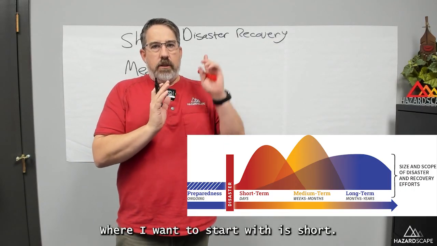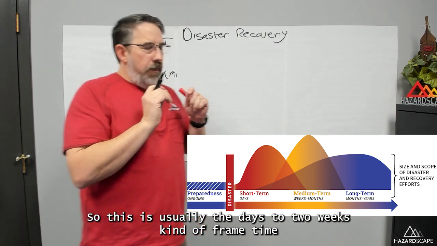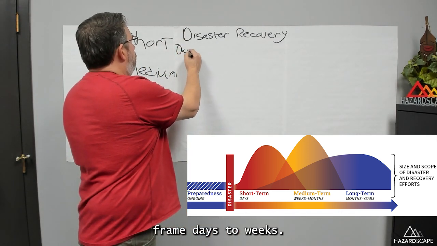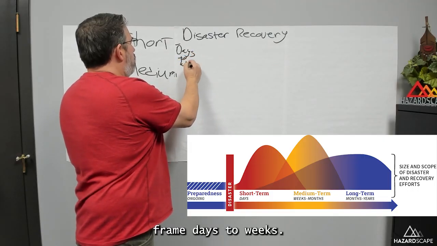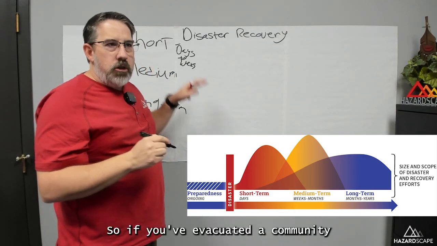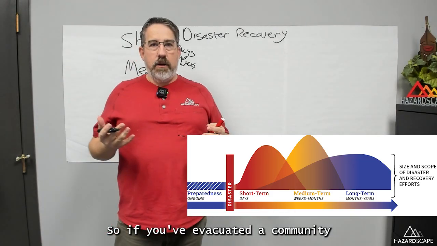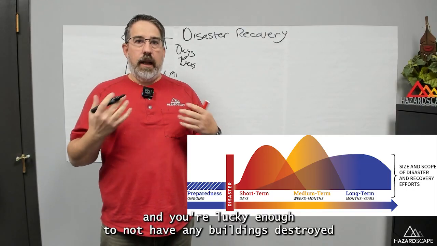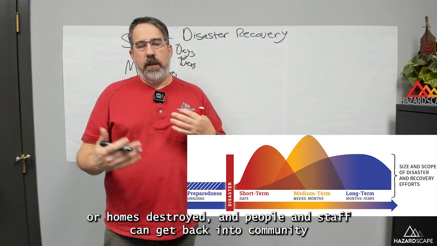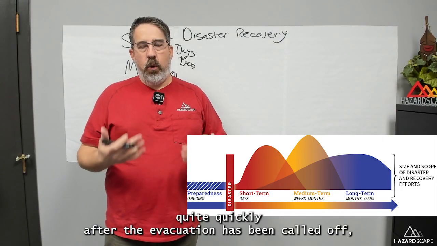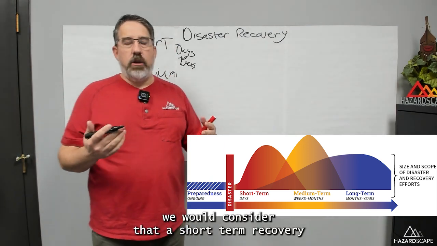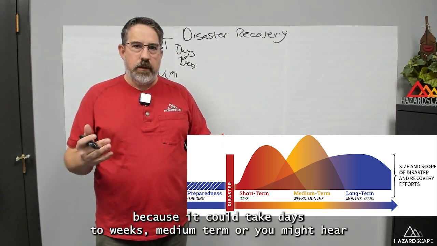Where I want to start with is short. So this is usually the days to weeks kind of time frame. This might be considered kind of like re-entry. So if you've evacuated a community and you're lucky enough to not have any buildings or homes destroyed, and people and staff can get back into the community quite quickly after the evacuation has been called off, we would consider that a short-term recovery because it could take days to weeks.